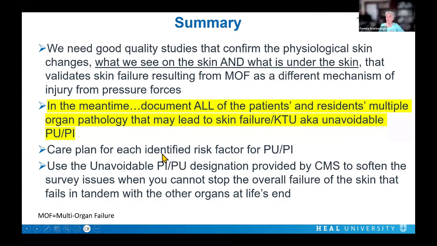You're going to care plan for each identified risk factor. You're going to use the unavoidable pressure ulcer injury designation provided by CMS to soften the survey issue when you can't stop the overall failure of the skin that fails in tandem with the other organs at the end of life.